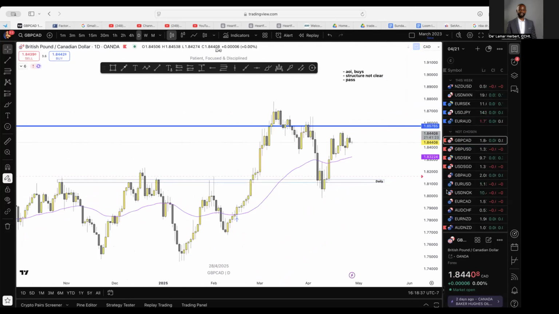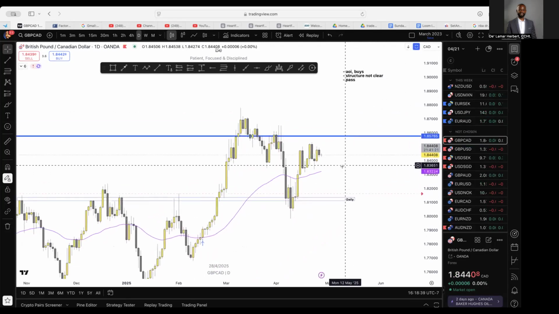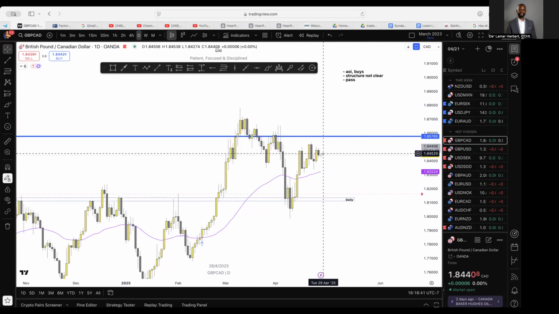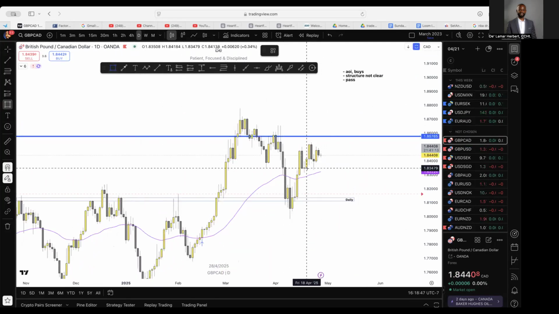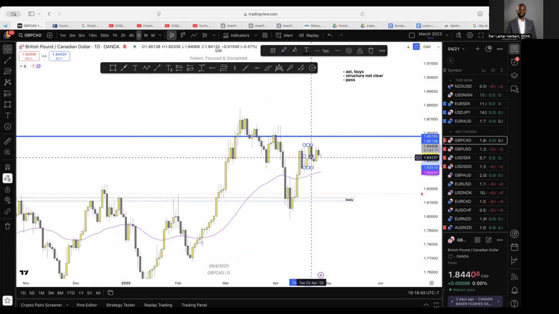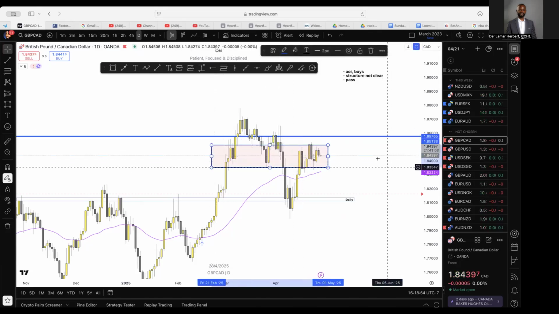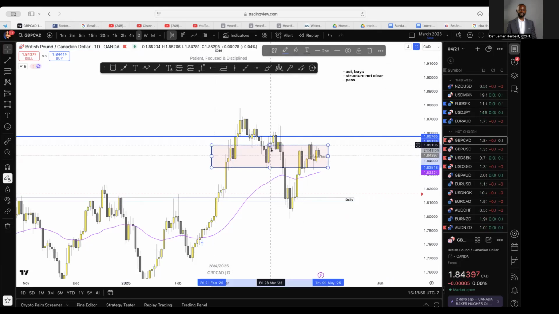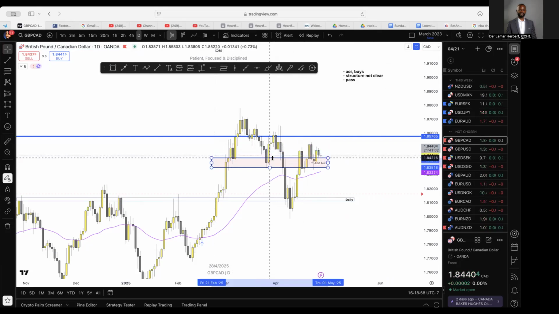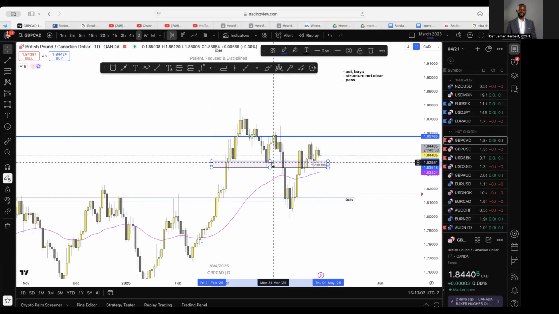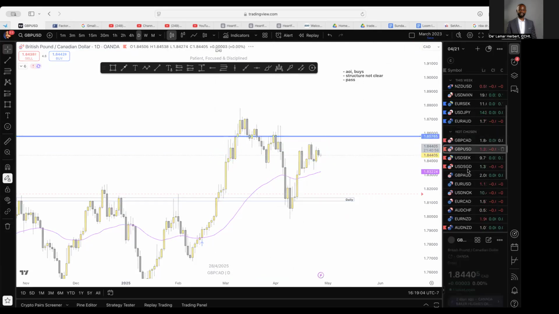GBP CAD. This does look like a pullback here with the weekly, no clear AOI, and with the daily also too, what we see here is really no clear area of interest. So we're just going to pass on that.